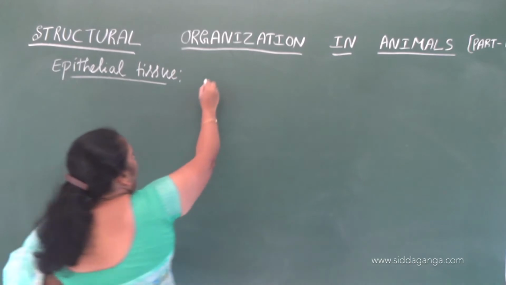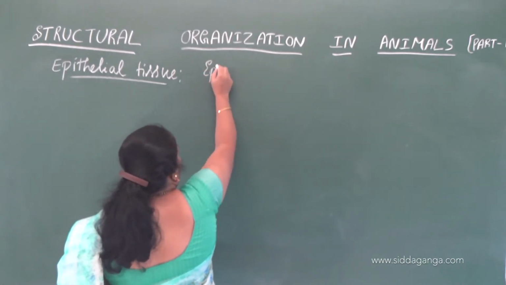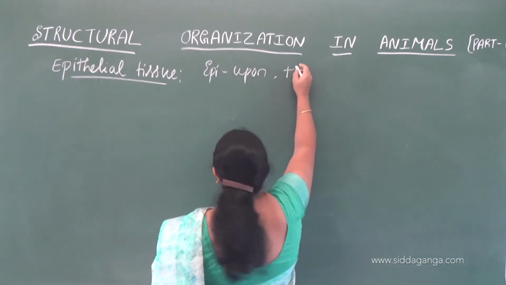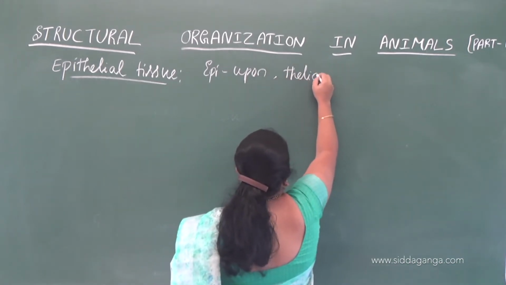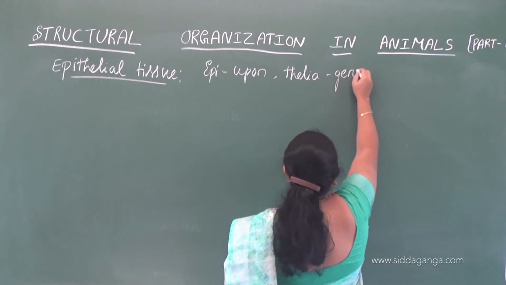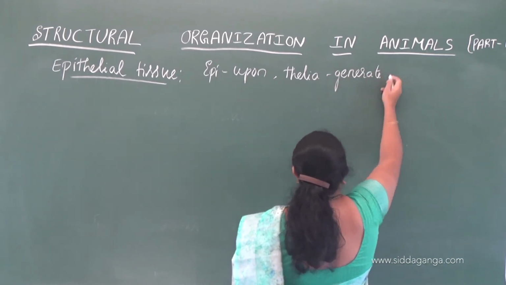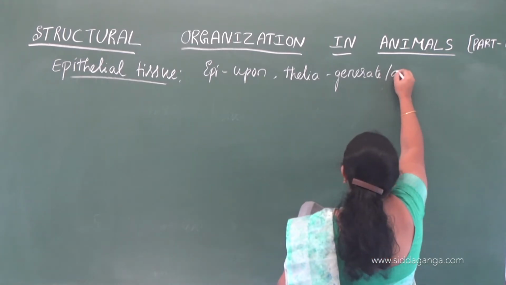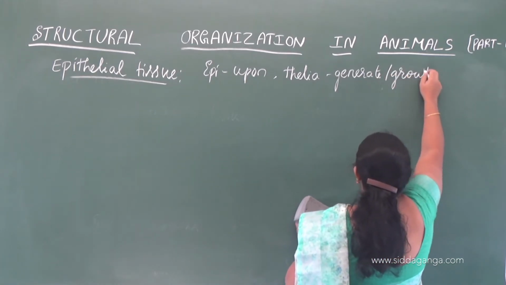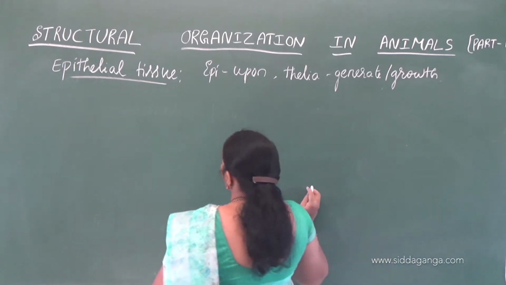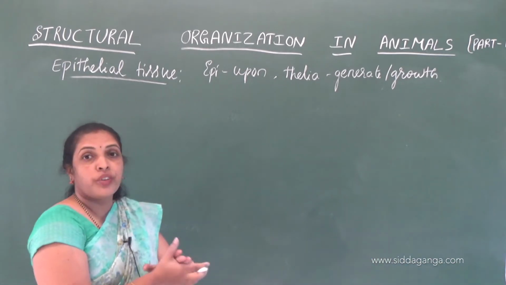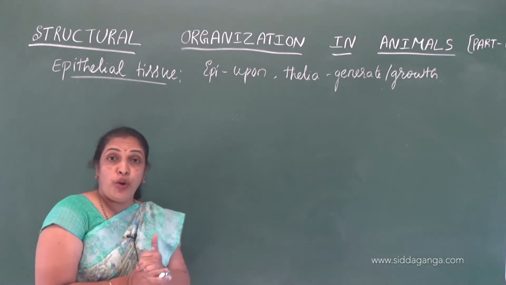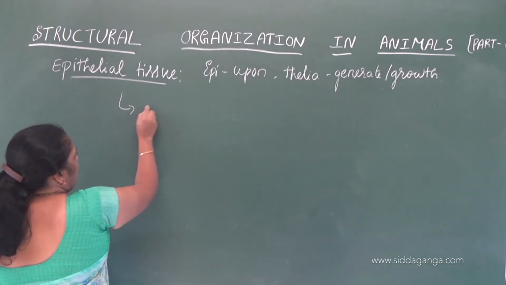Epithelial tissue. Epi means upon, thelia means generate or growth. Epithelial tissue is going to originate during embryonic development.